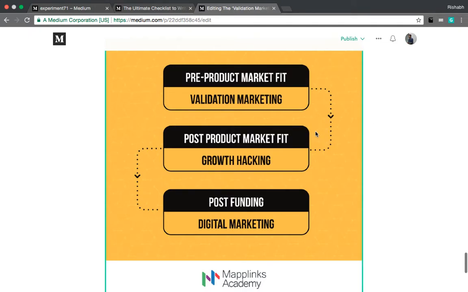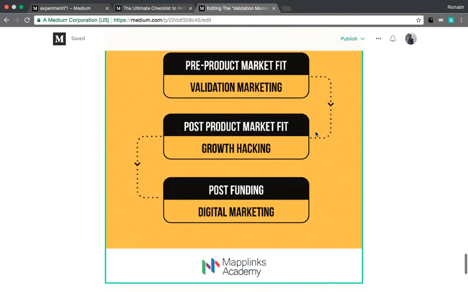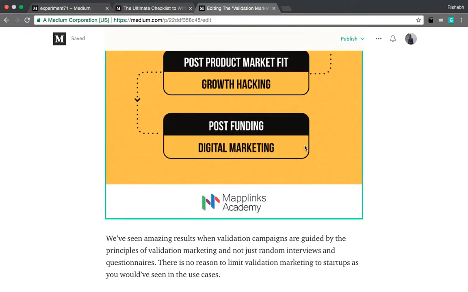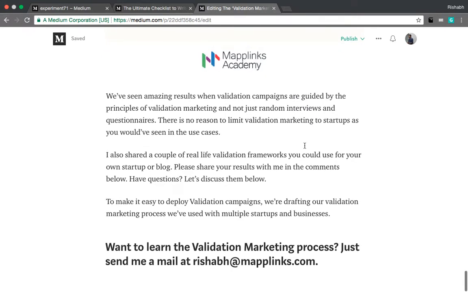And this kind of illustration is really good, which portrays the idea. And this one, for example, tells you which part of the process validation marketing fits. So it's before the product market fit, when you're a startup still trying to figure out your product market fit, you would use something like validation marketing. Once you found your product market fit, but you're really early stage to invest a lot of budget in ads, you would probably do growth hacking. And once you're funded, you will do a combination of growth hacking and online marketing.